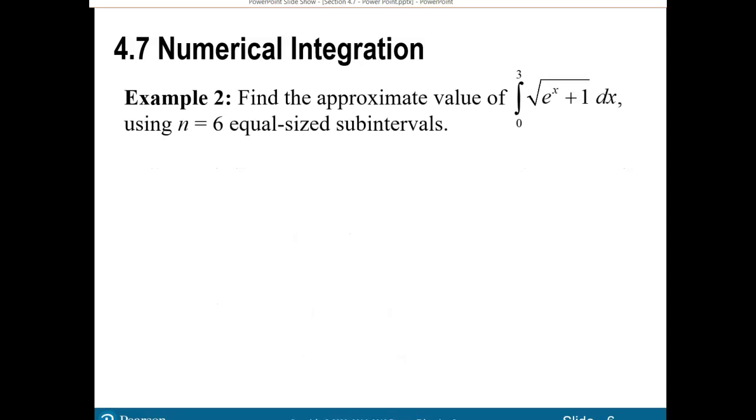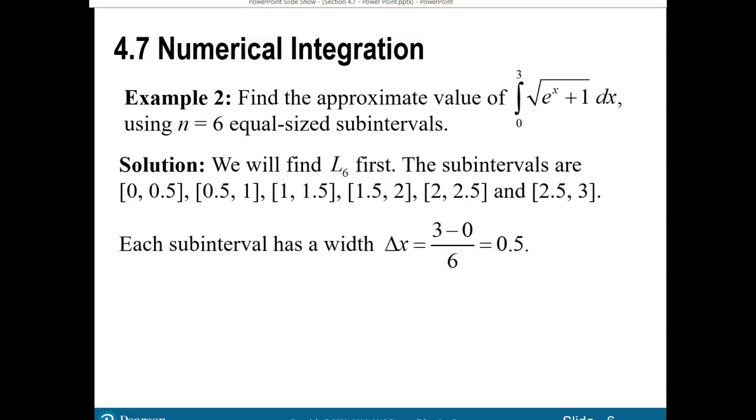All right, so let's try an example. Find the approximate value of the integral from 0 to 3 of the square root of e to the x plus 1 dx using 6 equally sized subintervals. Okay? All right, so first we're going to find the left endpoint approximation for 6 subintervals, in other words, L sub 6.